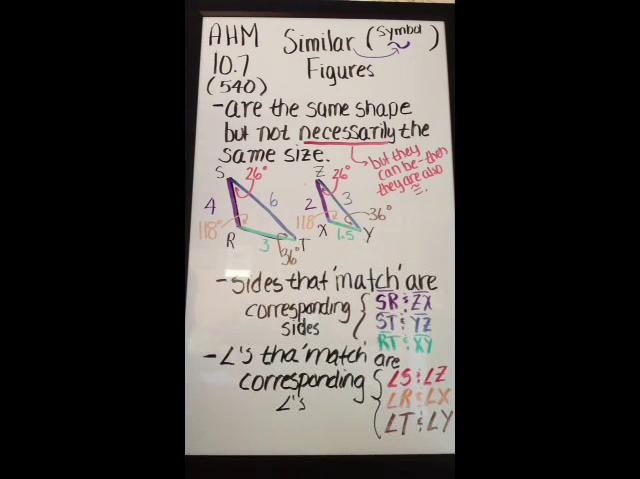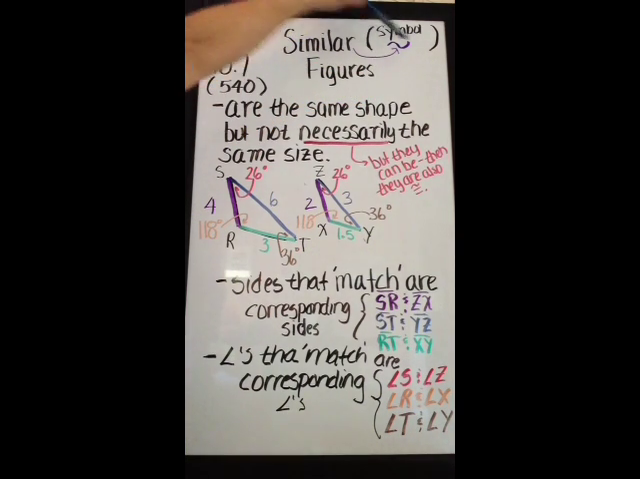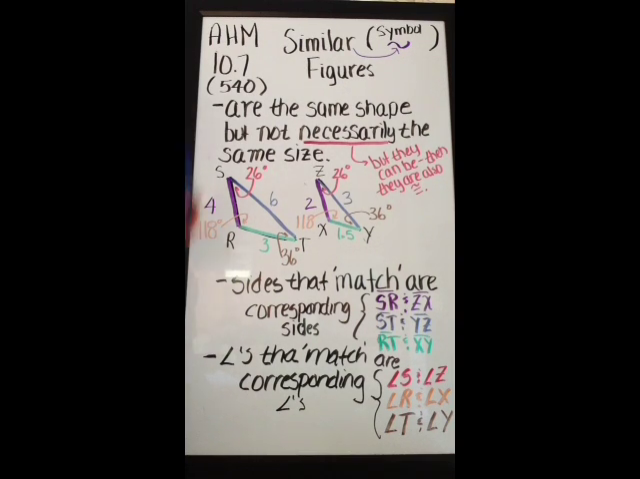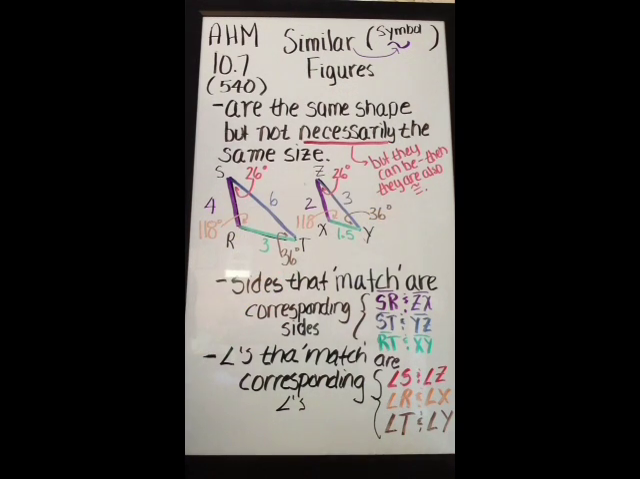It's on similar figures. Similar is indicated by this little squiggly sign, tilde, there in purple. Similar figures are figures that are the same shape, but not necessarily the same size. They can be the same size, but then they're also congruent.